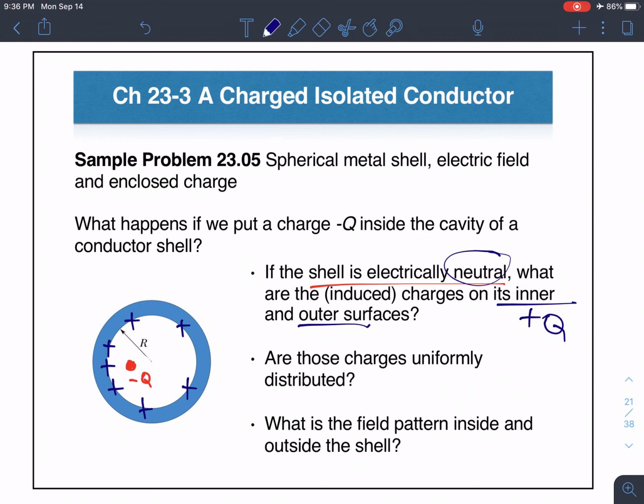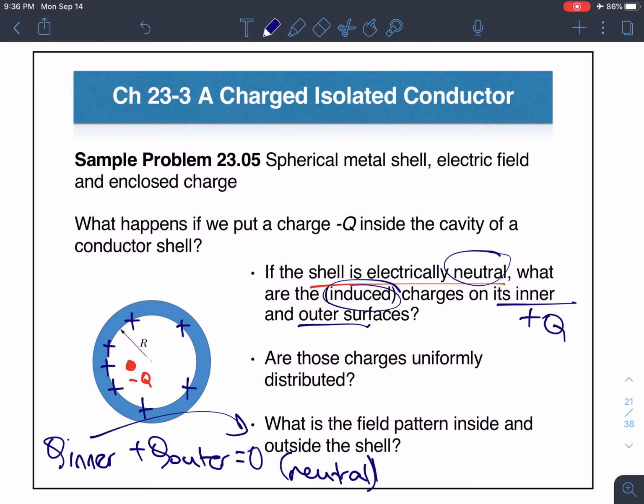For the outer surface then, whatever you have on the inner and the outer should add up to what you had initially. And this was neutral. So you're not really changing that, because you're not touching it with the charge you put in the cavity. We are not really transferring the charges, we are just inducing, and this word is really important. So if the inner is positive Q, what would be the outer? You put the outer on the other side and switch the sign, right? Now you can see that the outer surface should be negative Q, so that when you add the inner and outer, you still get a neutral object.